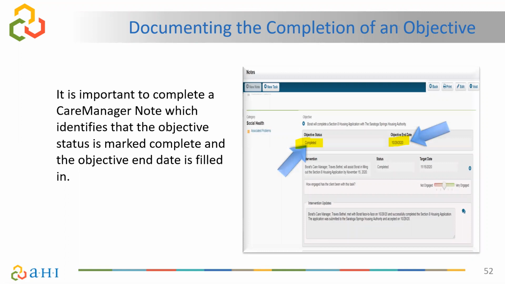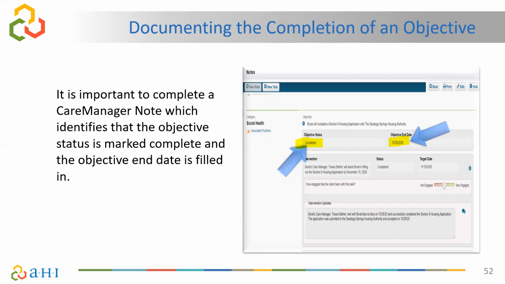So when you're completing an objective within the plan of care, you want to make sure you do that care manager note, because that's going to identify that the objective has been completed and when it was completed. So you'll see in the screenshot, I've highlighted completed, objective status completed, and the end date for that objective. So now that's closing out that objective in the plan, and you've got a date linked to that.